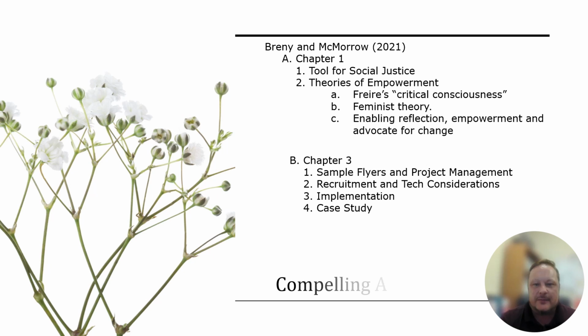Then with Brittany and McMorrow in chapter 1, Photovoice is not just a community-based participatory research method, but also a tool for social justice. It is deeply rooted in theories of empowerment and in Freire's concept of critical consciousness and also feminist theory. Those are both highlighted. And it reveals its commitment to empowerment, enabling reflection, and being an advocate for change. Then in chapter 3, they offer researchers like sample flowers and project management plans. It stresses the importance of participant recruitment, project management, and technological considerations. They also have new and experienced researchers equipped with knowledge and design for implementing a Photovoice project. And then a case study showed that the recruitment process can be challenging.